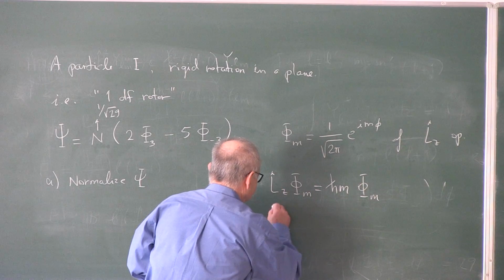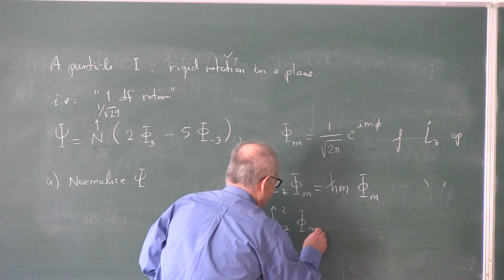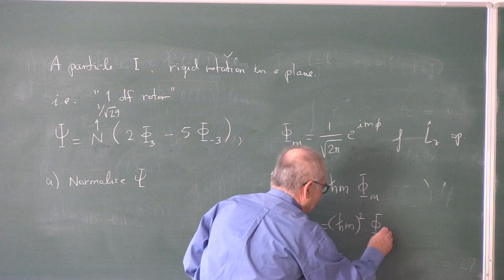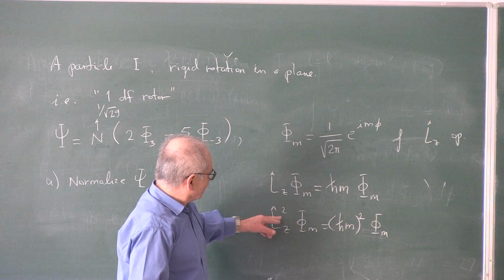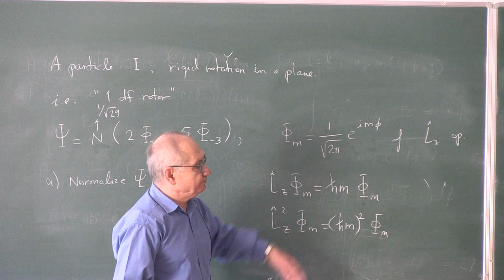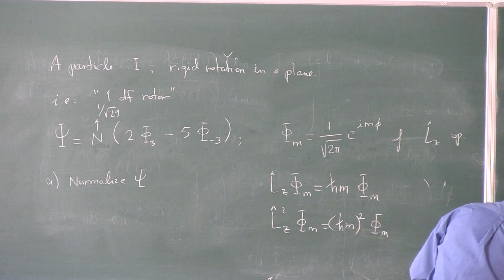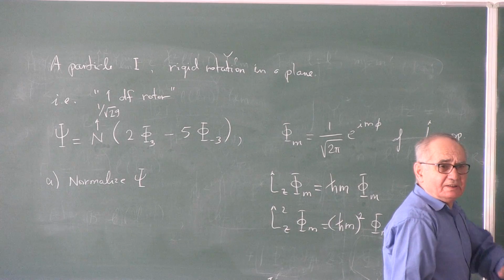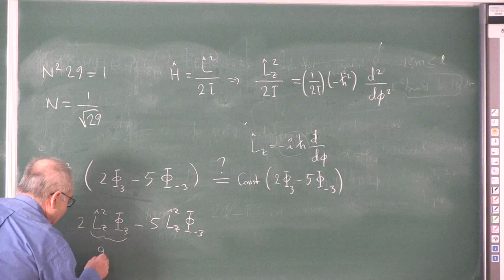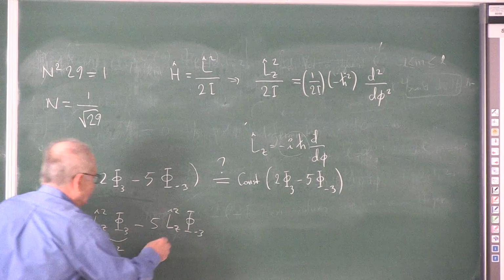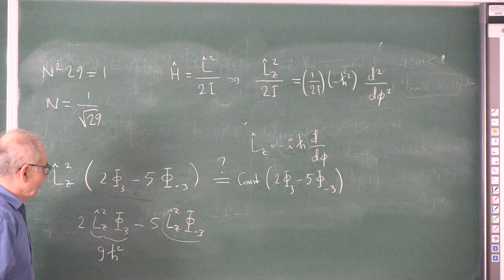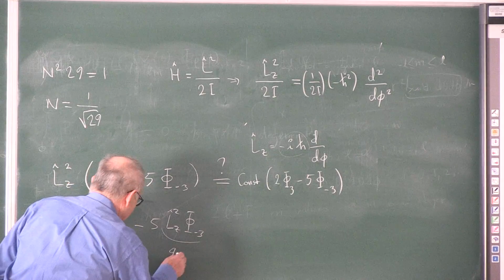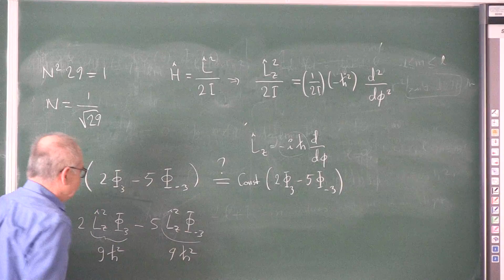So if you apply them, the eigenvalue of the square is h bar m squared. So here we can replace this with m is 3, take the square, 9 h bar square. Here m is minus 3, take the square, also 9 h bar square.